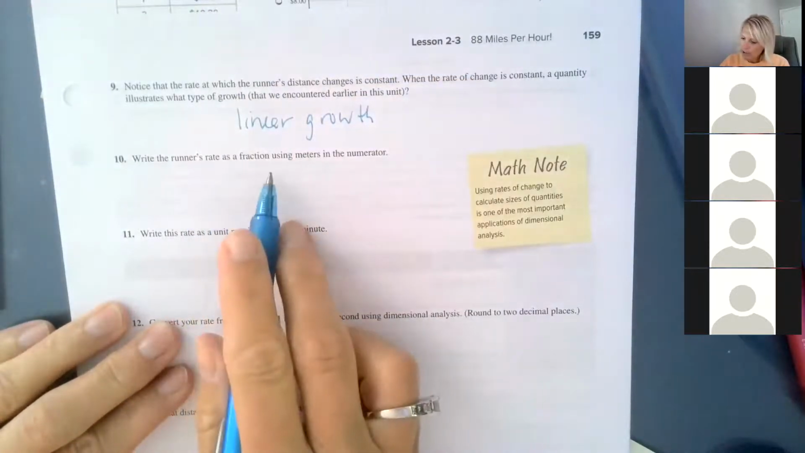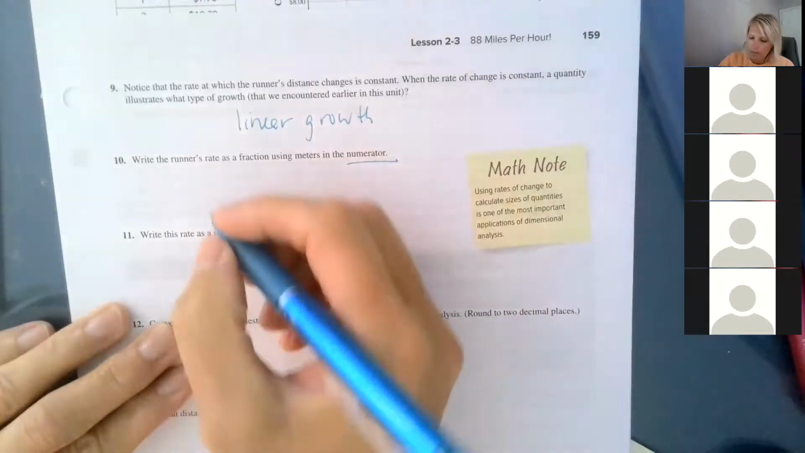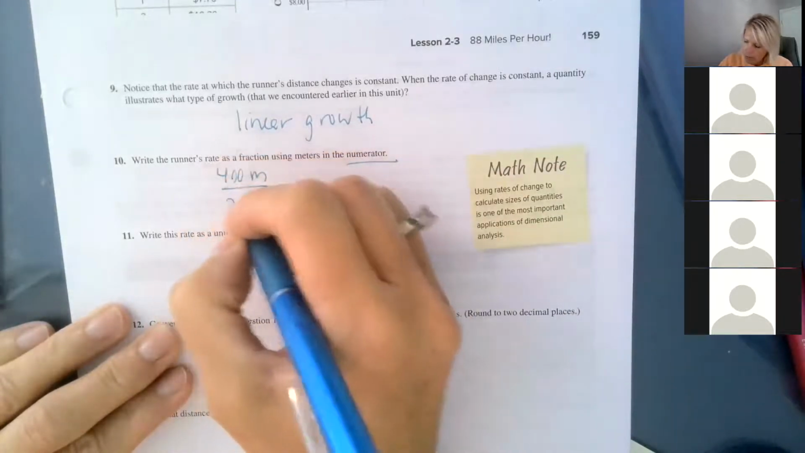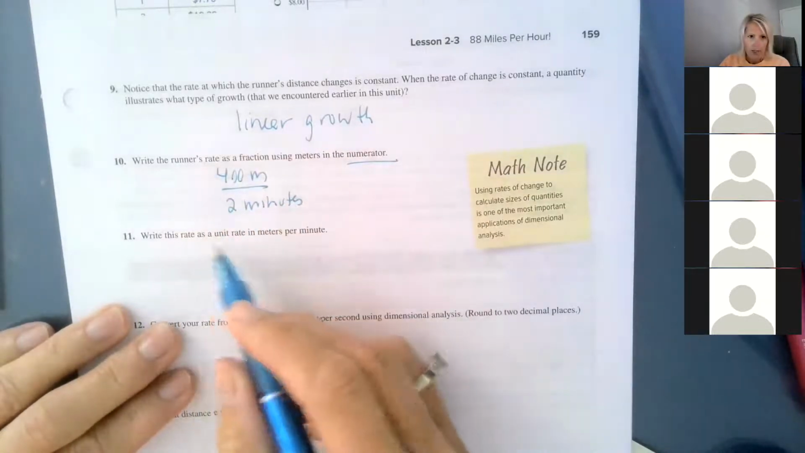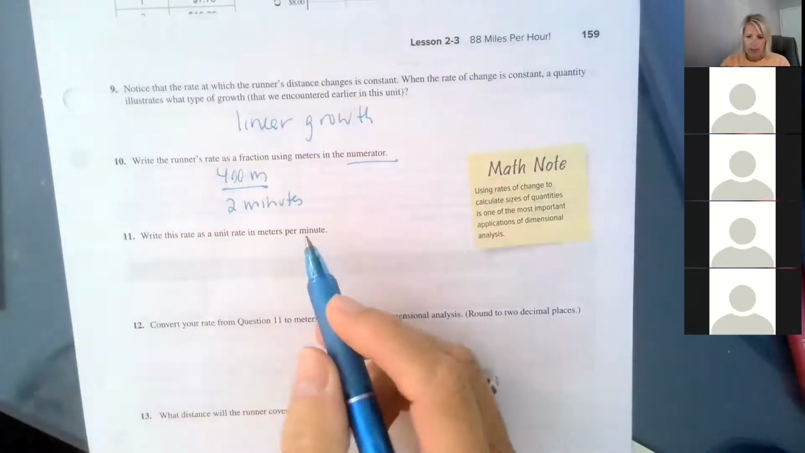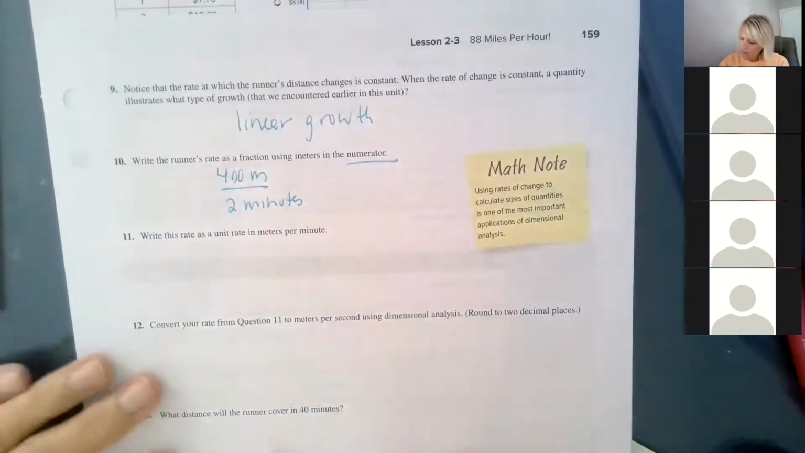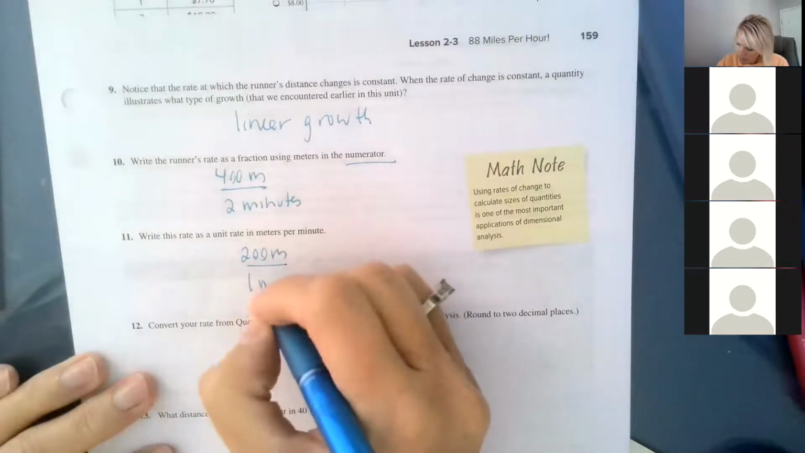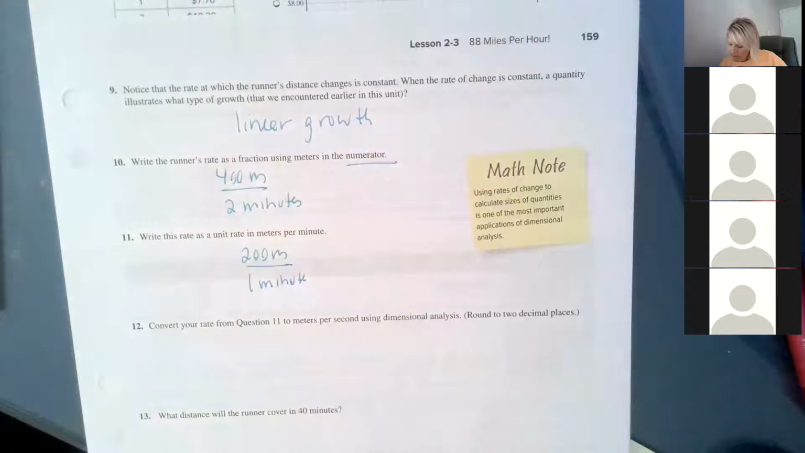Excellent. Write the runner's rate as a fraction using meters in the numerator. So that's the top, right? So 400 meters for 2 minutes. Write this rate as a unit rate in meters per minute. So what do we get for meters per minute? 200 meters per minute. 200 meters for 1 minute. Okay.